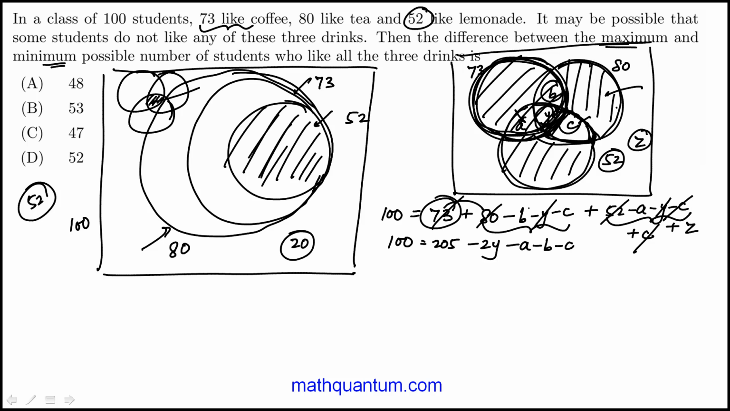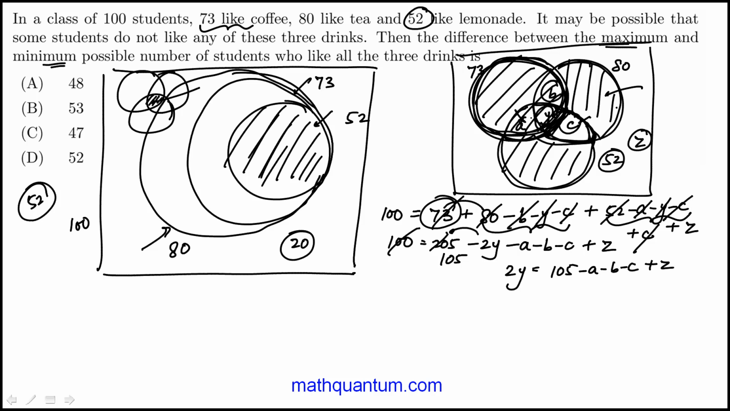So you have this, this, this. I've done this before, so I know what to expect. This is what we end up with. This is 105. I'm interested in Y, so I move that to the other side. I get 2Y is 105 minus A minus B minus C plus Z.